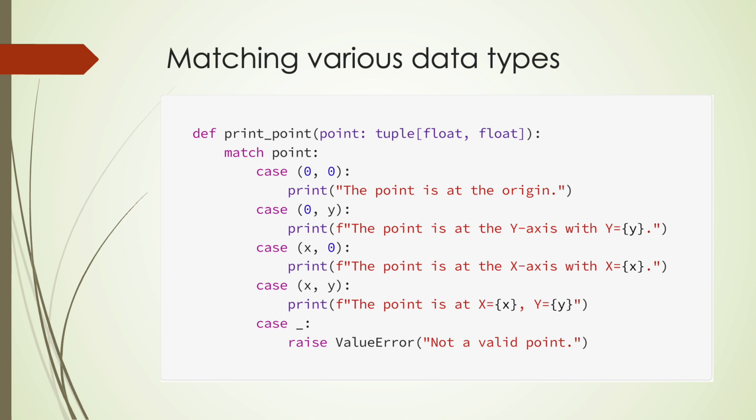On the other hand, if there are some variables in the pattern, the variables will be bound with the captured values of the input subject, which is a point in this example. For example, if the input tuple is 0, 1, the second pattern will be matched and the variable y will get the value of 1.